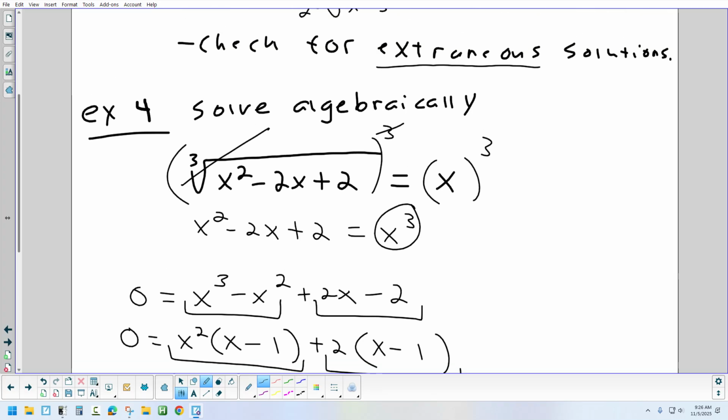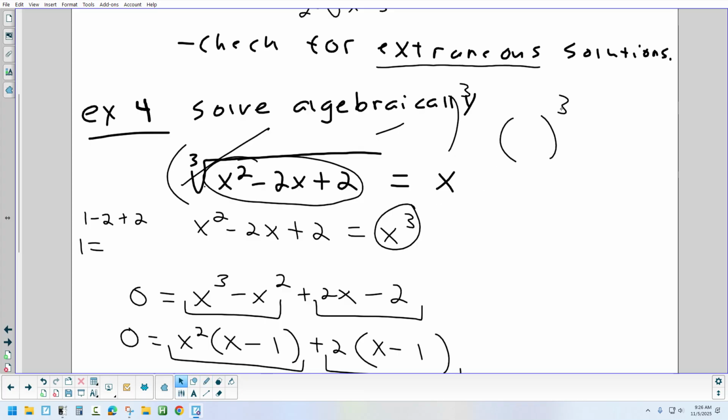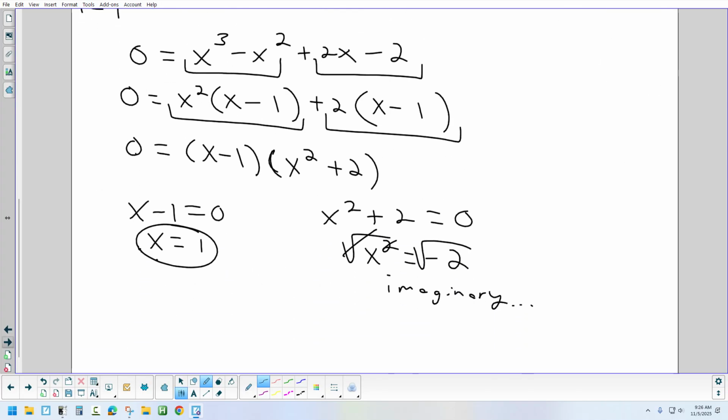Okay, so let's check our original problem. What's 1 squared? 1 minus, what's 2 times 1? 2. So minus 2 plus 2. Okay, so let's work out this part that's right here. What's 1 minus 2? Negative 1 plus 2 is 1. What's the cube root of 1? So we get a 1 on the left. And originally, that's what we had on the right. X was, and we're plugging in what number for X? 1. Does 1 equal 1? Yes. Then that works.